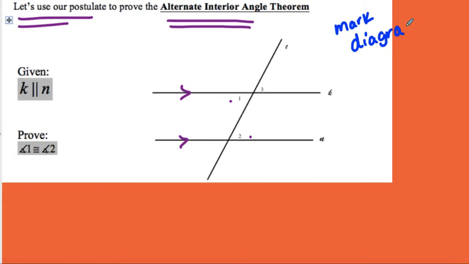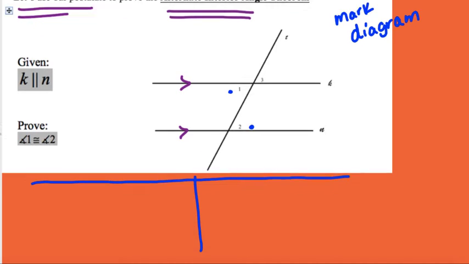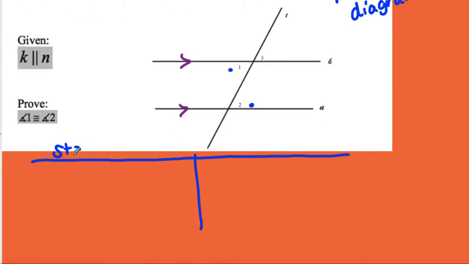Okay, so I've marked my diagram with my given, and I'm trying to prove, and I put little dots there, I'm trying to prove that 1 equals 2. All right, so in order to do this, I might have to use the corresponding angle postulate. Now remember, we always put our statements on the left, our reasons on the right, and I prefer you using those proof sheets I made for you, but if not, you do it on a piece of paper and you make it really neat. And we're going to start with our given.